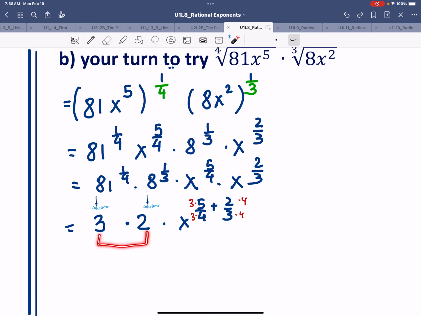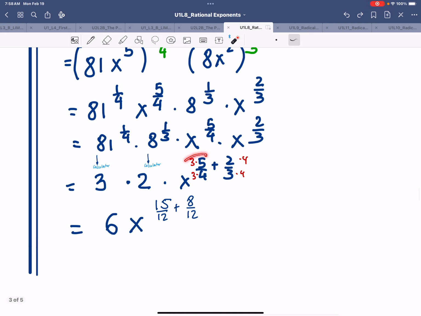Now we're allowed to multiply these two numbers. Very easy: 3 times 2 equals 6. And then we have x to the power of 15 over 12 plus 8 over 12. Now, you can actually skip this step and just write the final answer, but I prefer to show the work in here on how we are working with the rational exponents.